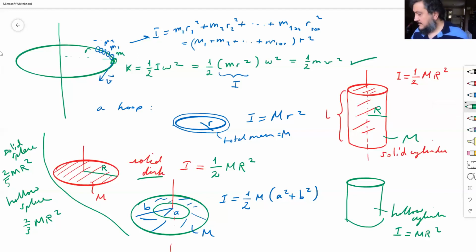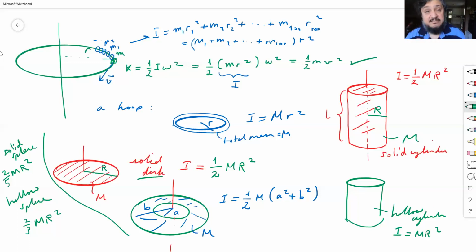Okay, and there's a table like this in your book. So just go through the table. There is a rod, a rectangular plate, and all. So this is how you find the moment of inertia.